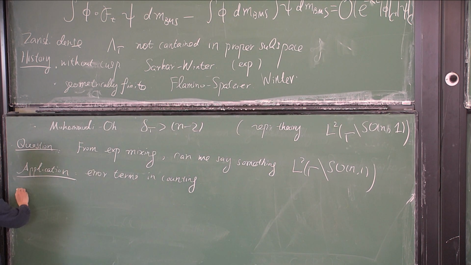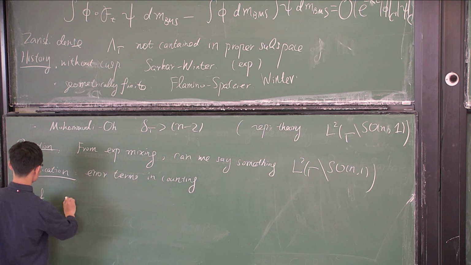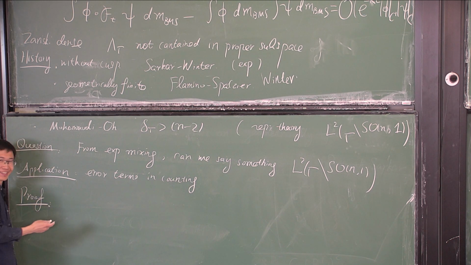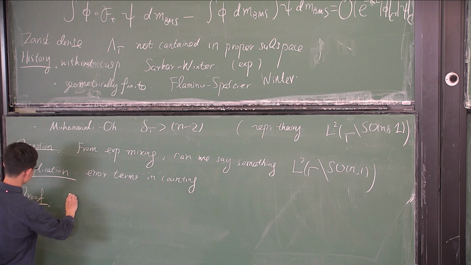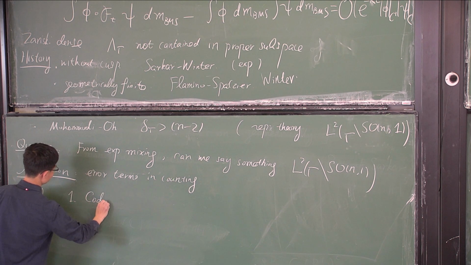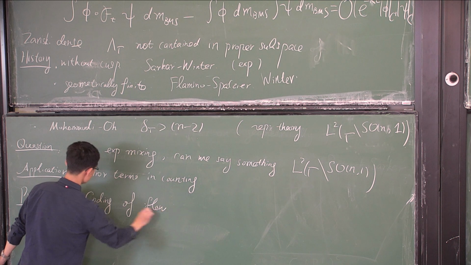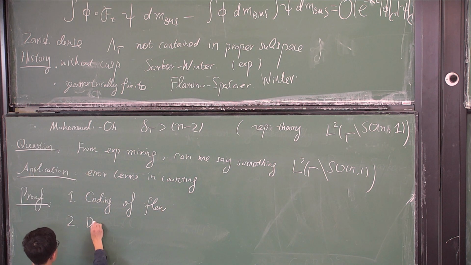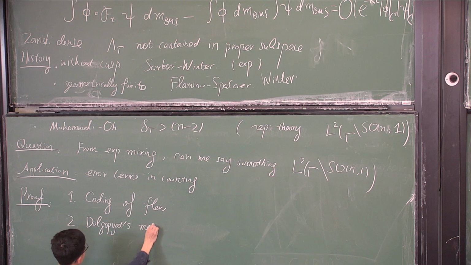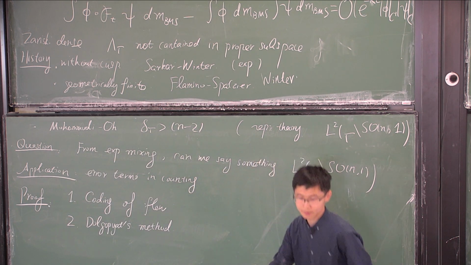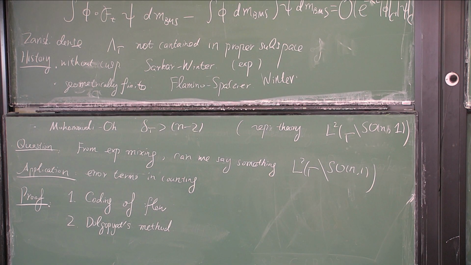Then I will go to the proof. The strategy is classic, but there are some technical details. So the first step is coding, coding of the geodesic flow. The second step is the Dirac-Piazzi algorithm. First, let me briefly talk about the coding.